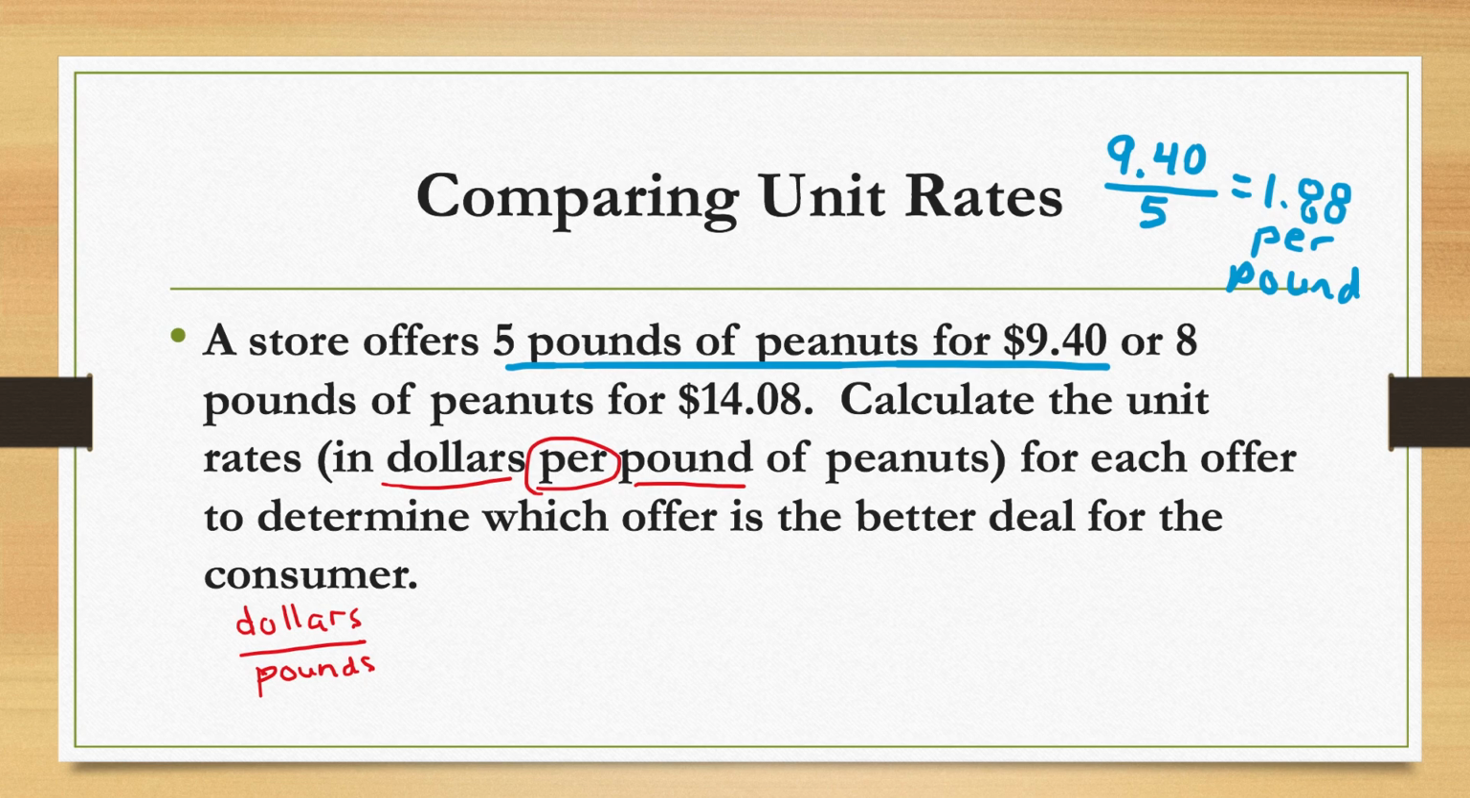All right, so our next one is 8 pounds of peanuts for $14.08. All right, so that would be, again, dollars over pounds. So $14.08 on the top, and the pounds is 8 pounds. And so we'll divide that out. 14.08 divided by 8 gives me $1.76 per pound.